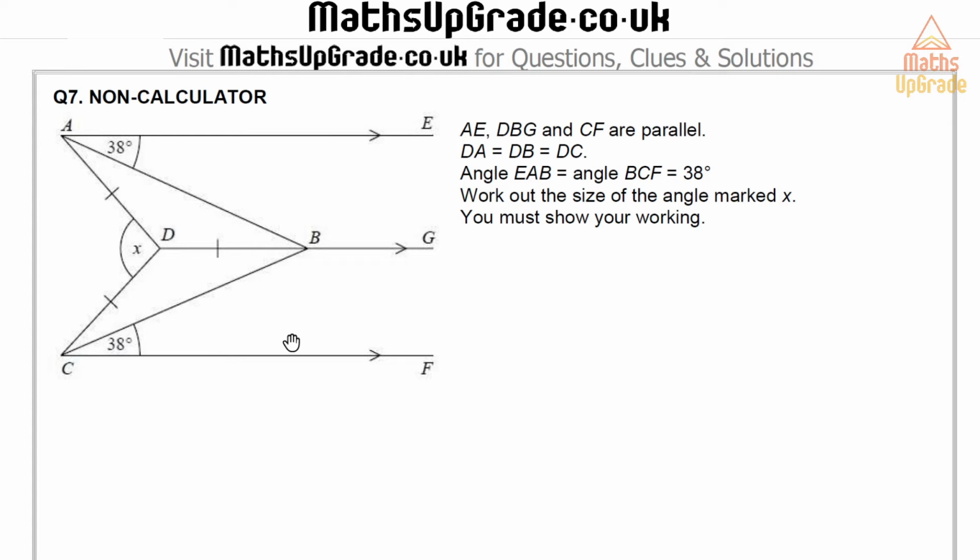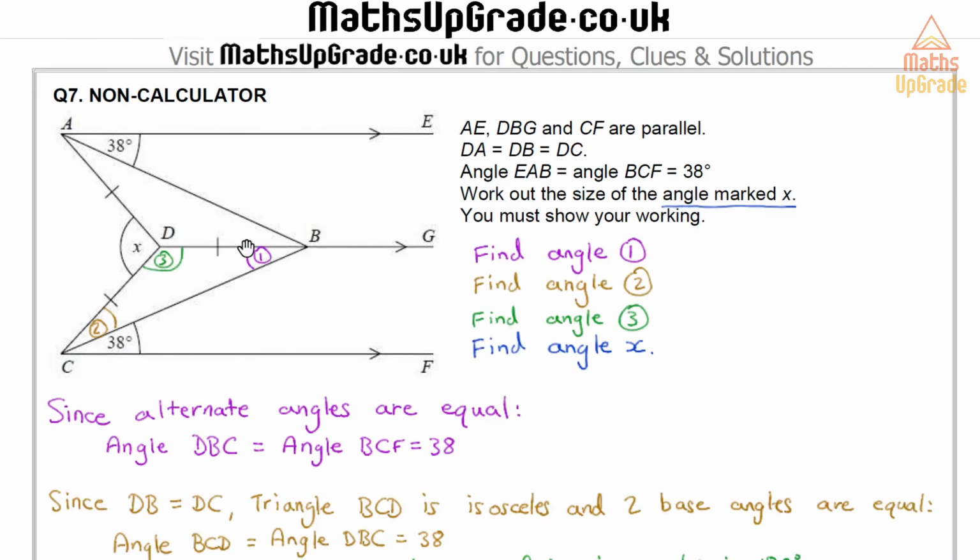Okay, so for 3 marks here, first of all, I'm going to find angle 1, as I've labelled it here, this angle here. Then I'm going to find angle 2. Then I'm going to find angle 3. And then I'm going to use angle 3 to find angle X. So first of all, let's find angle 1.